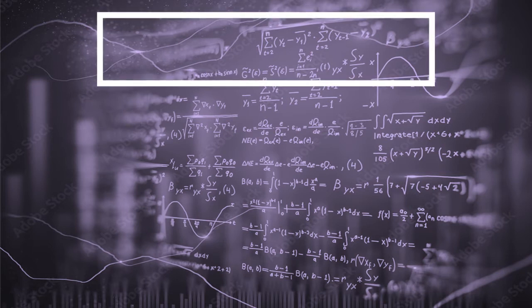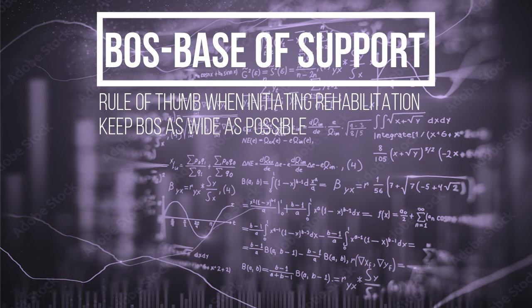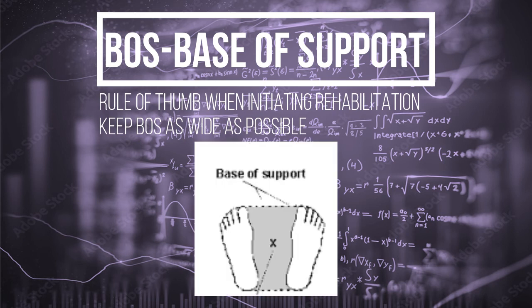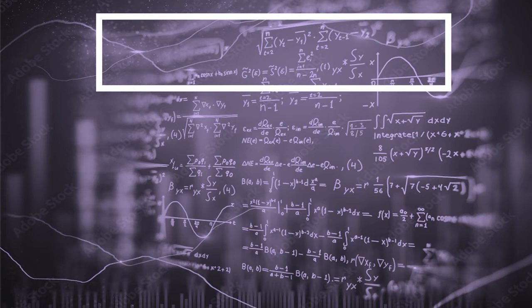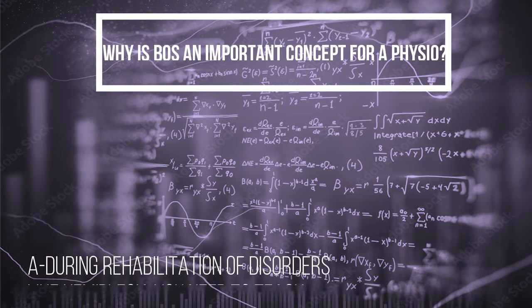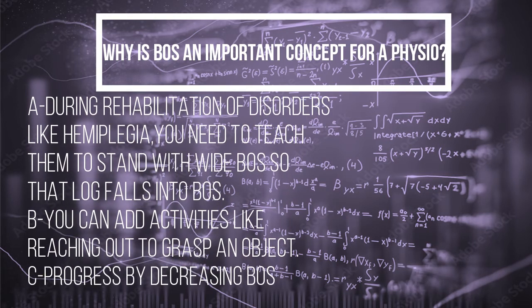Now, let's discuss our second terminology, base of support. The area between objects' point of contact, i.e., our feet and earth, is called base of support. Now, the thumb rule to remember here will be larger BOS means better stability. How is that clinically important? Well, during rehabilitation of balance, in the initial stage, we need to teach patients to stand with wide base of support so that line of gravity falls into base of support and person becomes more stable.